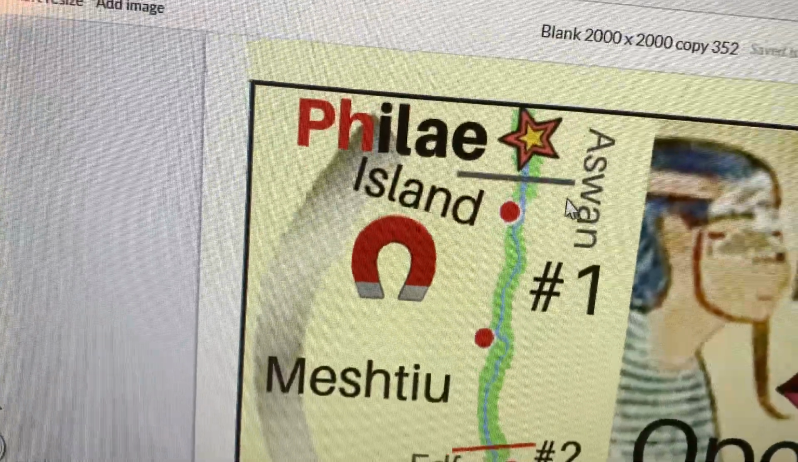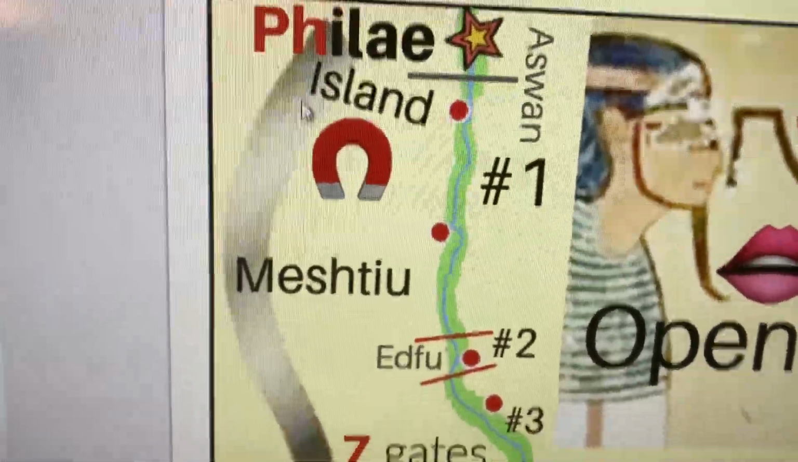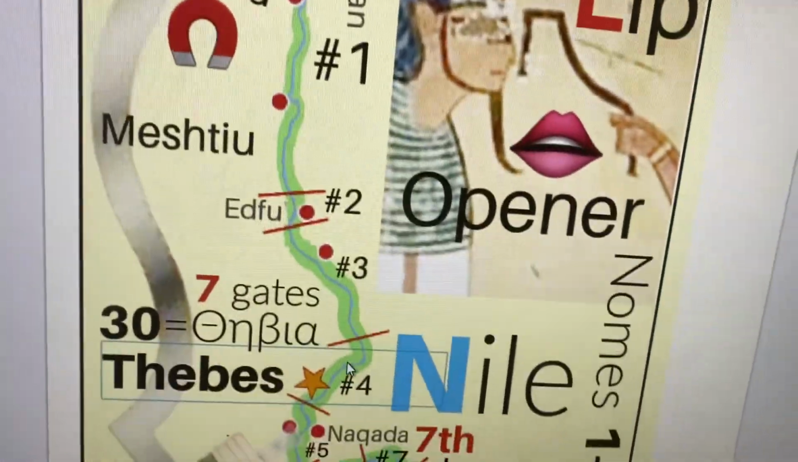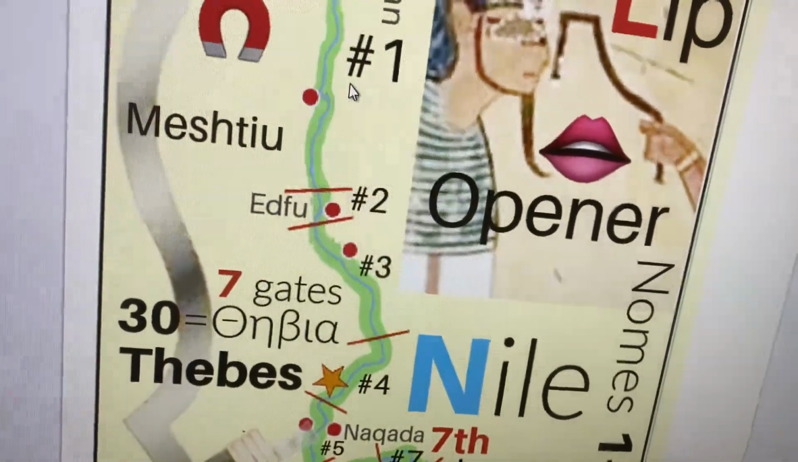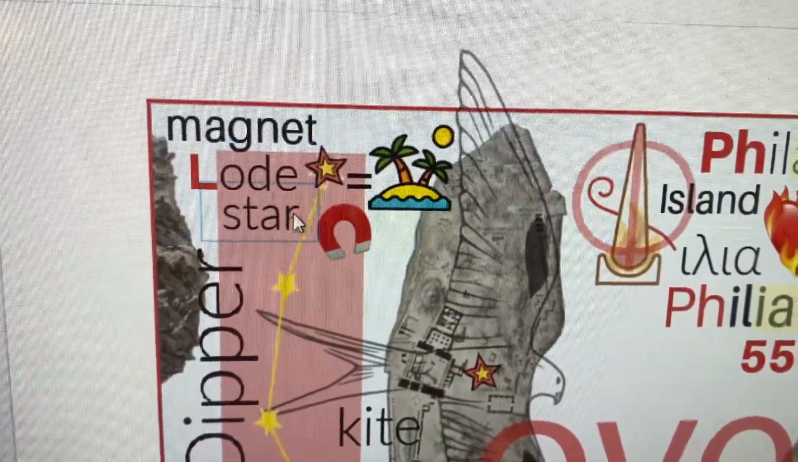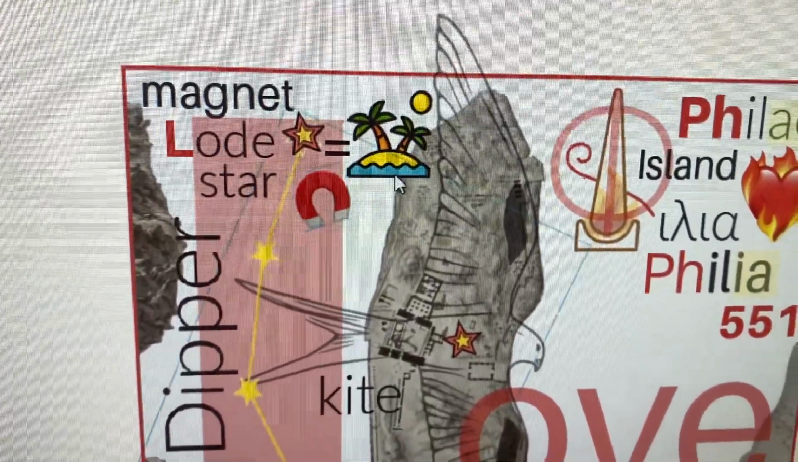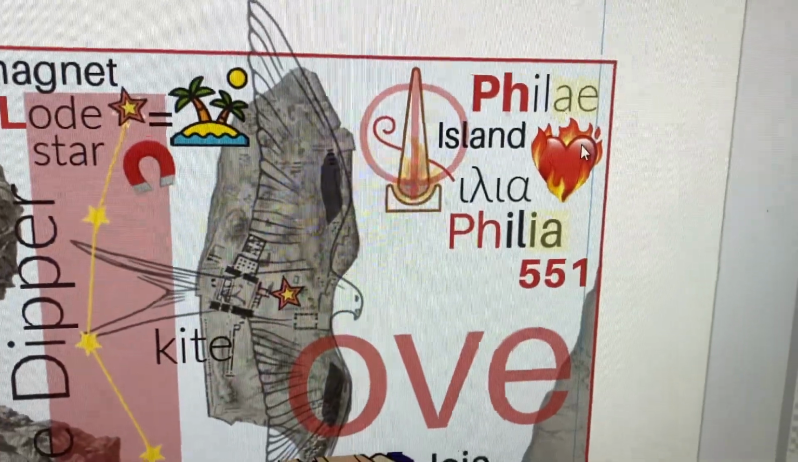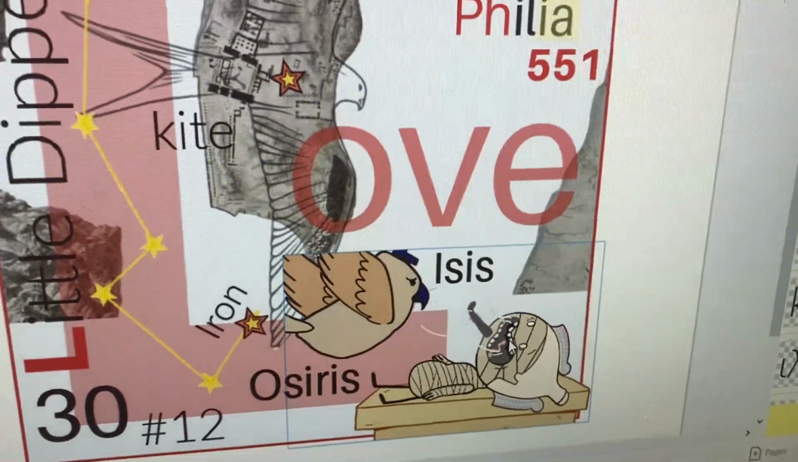The Philia Island was believed to be a magnet, and the seventh star was believed to be iron, something like the iron rotated around the Polaris star in the sky. So this became lodestone in Latin. In Greek it's called Polaris. And the island became a metaphor for Polaris and Isis, who transformed. You can see the shape of her wings here is Philia Island.